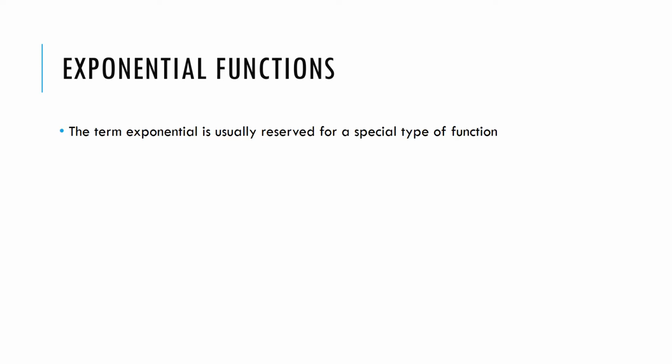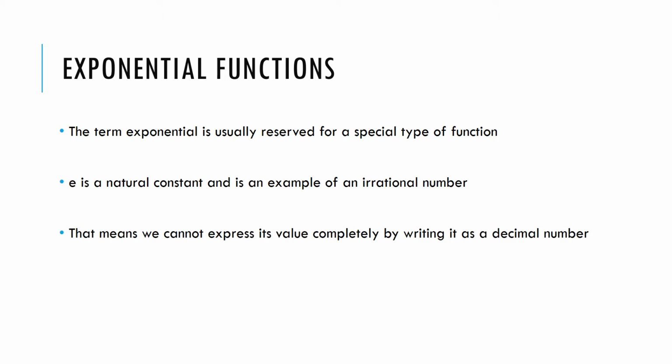Now, we usually use the term exponential growth, but in fact, it's usually reserved for a special type of function. And that function involves e, which is a natural constant and is an example of an irrational number. An example of another irrational number is pi. What that means is that we can't express its value completely by writing it as a decimal number. So we can write a figure, to 4 significant figures in this case it is 2.718, but the number is irrational, just like pi, and it keeps going and going and going.